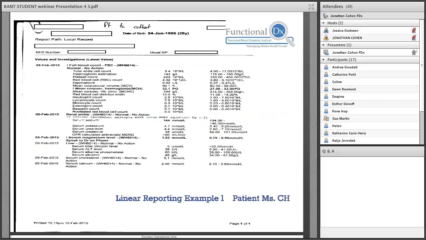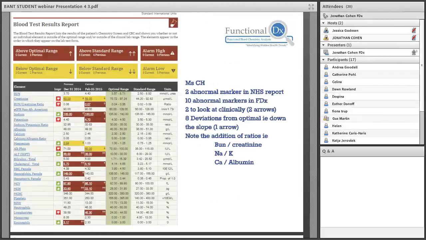So, Miss CH, we know that there were 2 elements here which were out of range: the MCH in the first column at 33.1 picograms, and serum magnesium at 1.03 nanomoles per litre. 2 items out of range. However, when we start looking at the blood test reports as reported in the program, we can see that Miss CH, who had 2 abnormal markers in the NHS report, has 10 abnormal markers in our functional DX report as we move away from the optimal range. So we've got 8 deviations from optimal there.